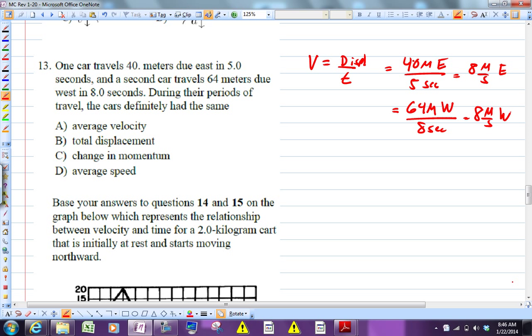So here's a case where both cars have the same speed, but they have different velocities because they're traveling in different directions. So during their periods of travel, which were different, the cars definitely had the same speed or average speed. Their momentum, displacement, and velocity were all different because they're traveling in different directions.